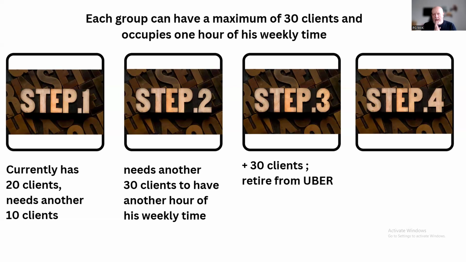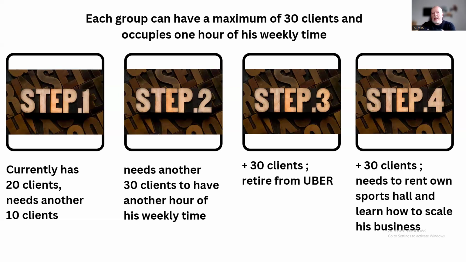So step number 3 needs another 30 clients. At this point, he will have 90 clients, thanks to your help. And he will then be able to retire from Uber, confident in the knowledge that he's got this, because then he has to prepare for the all-important step 4. Step 4 will be another 30 clients. So you've now got, let's say, 120.